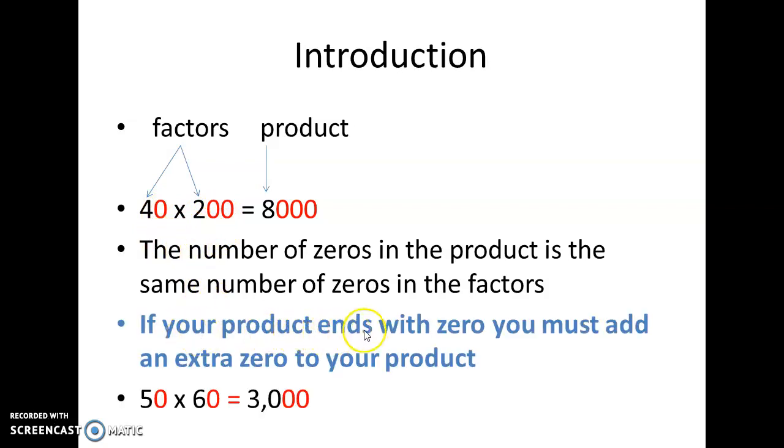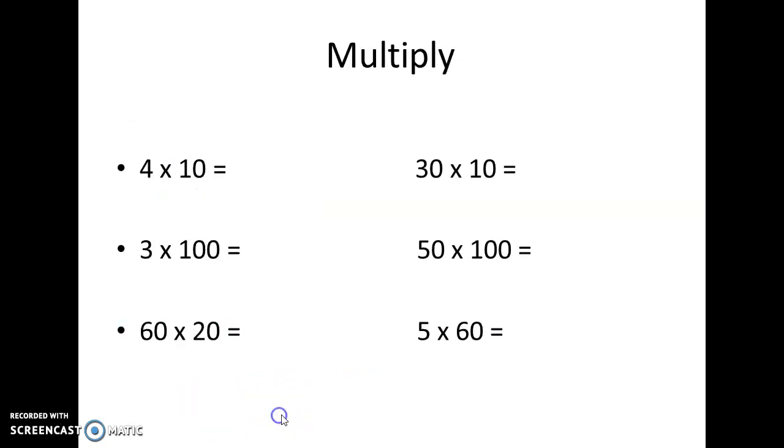If your product ends with 0, you must add an extra 0 to your product. For example, 5 times 6 equals 30. 30 is the product and it has a 0. This 0, I don't count it. It will be more. So I will count 1, 2 zeros. This 0 is the answer.